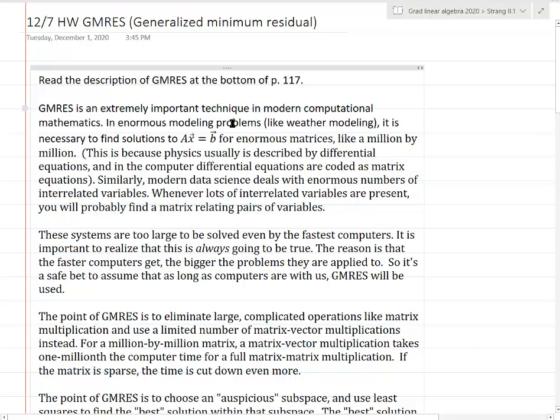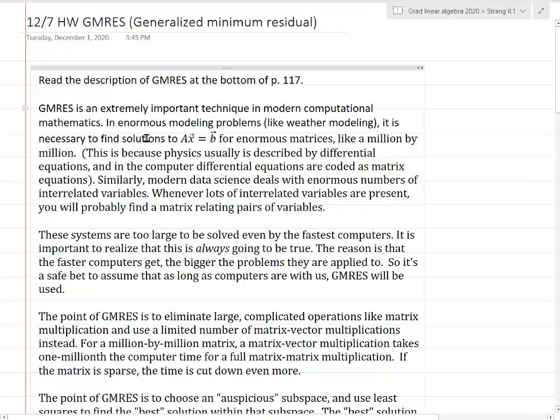In enormous modeling problems like weather modeling, it's necessary to find solutions to Ax = b for enormous matrices, like 1,000,000 by 1,000,000. Okay, this type of problem is one of, you can say, the holy grails for computation. This is one of the reasons why people are looking forward to quantum computation, because this sort of problem has a lot of parallel operations, and a quantum computer can really do this kind of problem very, very well.